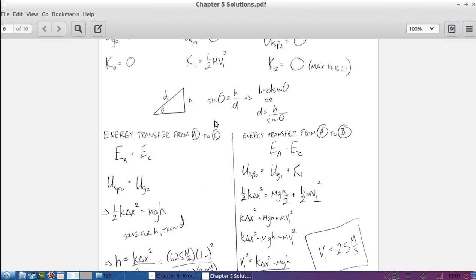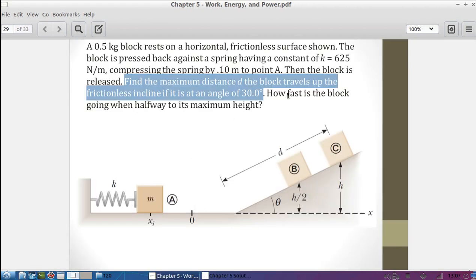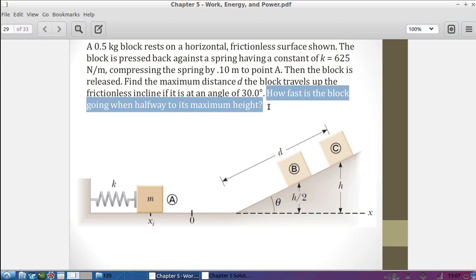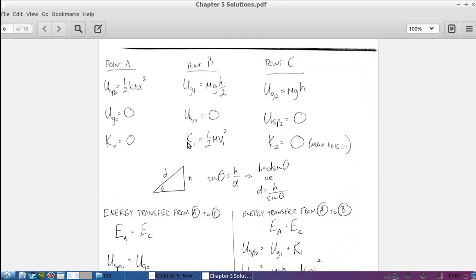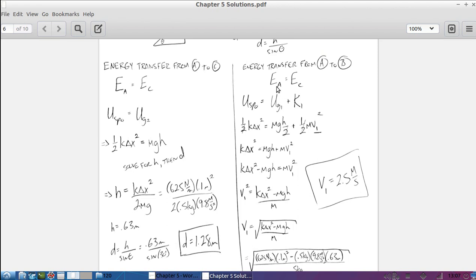Okay. Now, for the second part, we want how fast the block is going when it's halfway up to its max height. Right? So now it's up vertical height h over 2, and I believe it should come out to be where it's actually halfway up the incline. But it's a vertical distance h over 2. It's also moving. So just like I did with the first part, I'm setting the initial energy at point A, that's a typo, sorry, I'm full of them today, to the energy at point B. So that should be a B there, sorry about that.